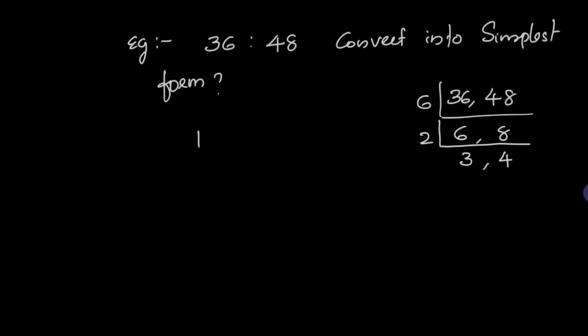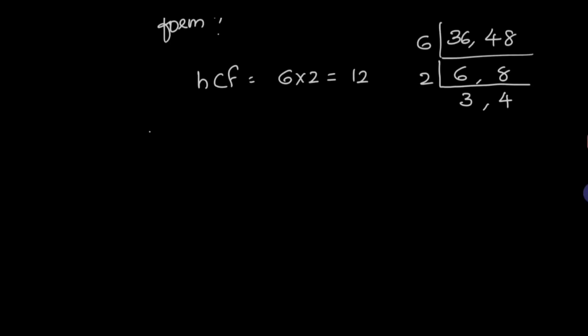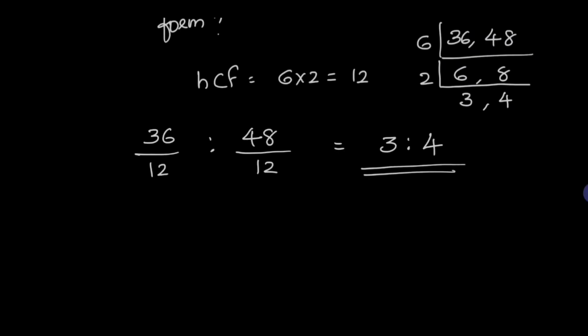So our HCF is the common factors multiplied. The common factors of both of these are multiplied to get the HCF. So it is equal to 6 into 2 equal to 12. So we divide each term by 12. Then 3 into 12 equal to 36 and 12 into 4 equal to 48. So the simplest form is 3 is to 4. That is the method to find out the simplest form of a ratio.